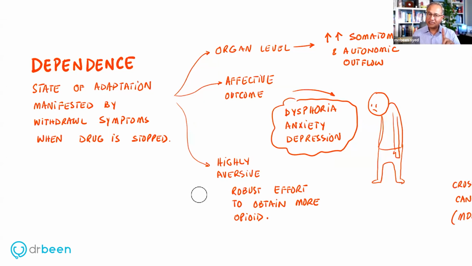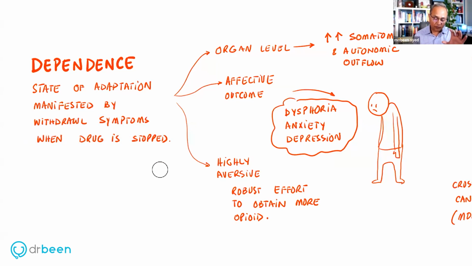Opioid dependence is not equal to opioid addiction. Addiction is where the underlying need has gone. Maybe somebody started opioids after a surgery, then the surgery-related pain subsided. However, they are still looking for opioid. So we'll discuss that a little more later on. So dependence is the state of adaptation manifested by withdrawal symptoms when the drug is stopped.